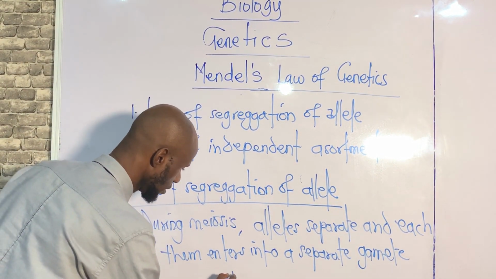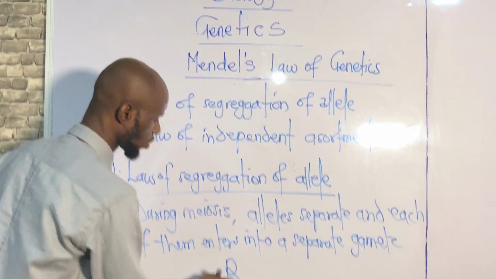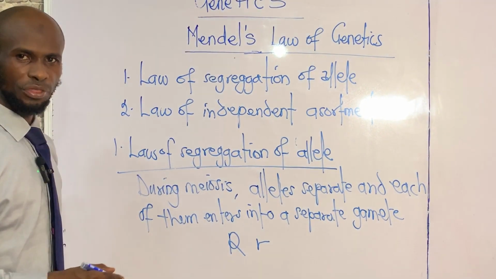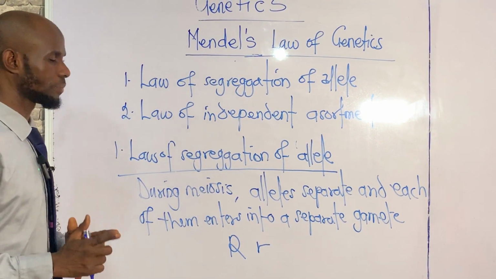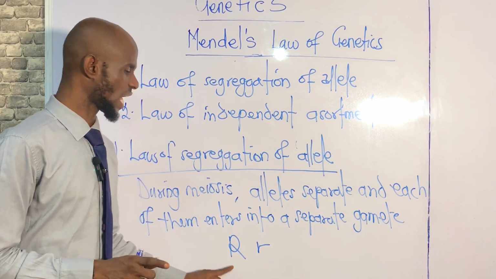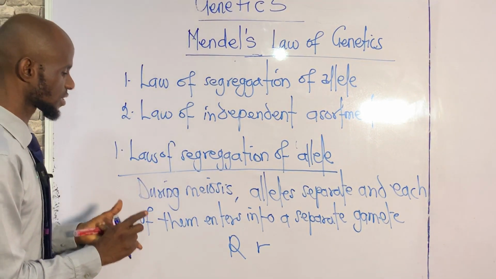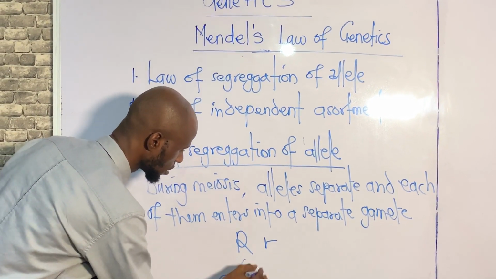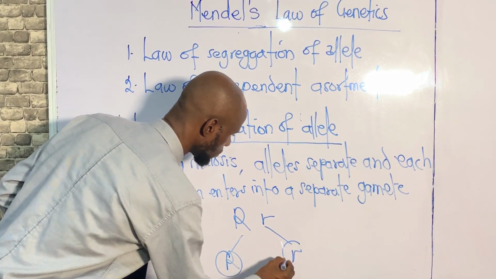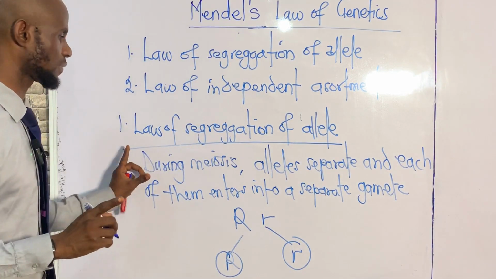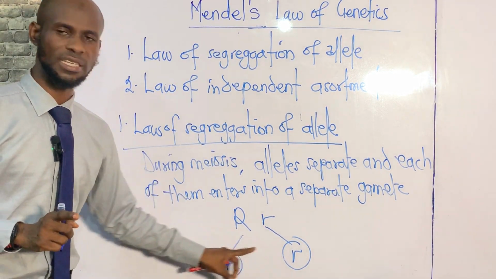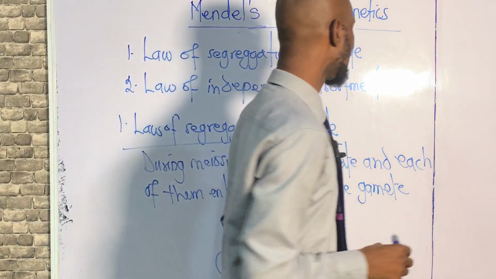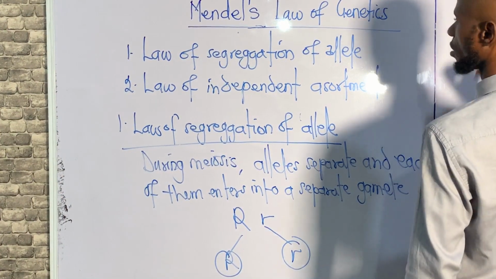So can we picture this? We have big letter R, which is one allele, and small letter r, which is another allele. We want to form the gametes now. Each allele will enter into a separate gamete: one gamete with the big R, and another gamete with the small r. If you are told to explain this in the exam, you have to give the examiner the illustration. Very important.